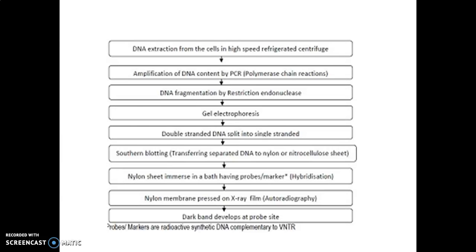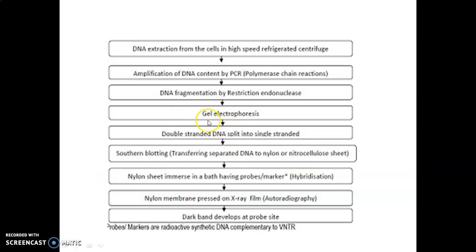Children, these are the steps. The first one, DNA extraction from the cells using a high-speed refrigerated centrifuge. Then amplification of DNA by PCR, polymerase chain reaction. Then fragmentation. How can we fragment DNA, by using any scissors? No, by using the molecular scissors, restriction nucleases, isn't it? So by using restriction nucleases, make them into fragments, then undergo gel electrophoresis. I know these steps are very easy, isn't it? Because we had completed the lesson Biotechnology: Principles.